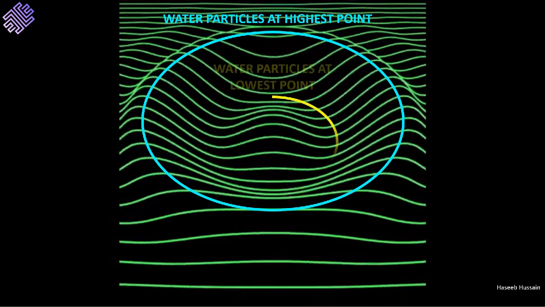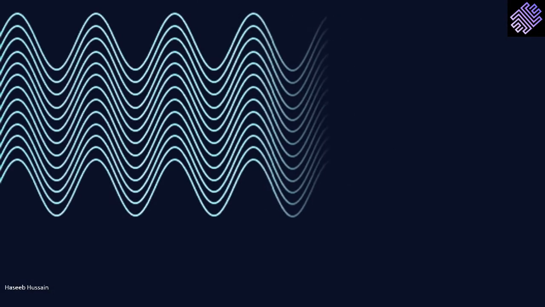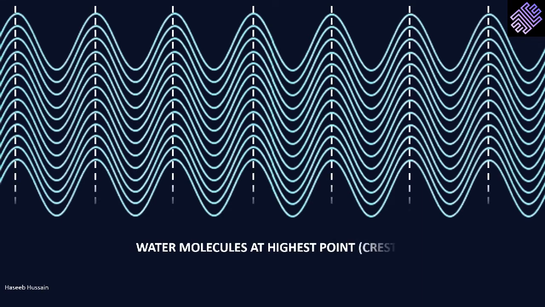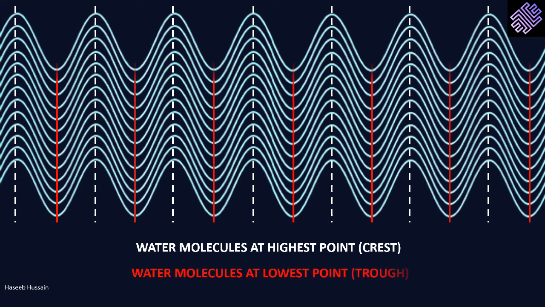On the other hand, the yellow circle marks a line where the water particles are at their lowest point and appear like a valley surrounded by tall mountains. As water molecules move up and down, we can say that this is a transverse wave. The point at which water molecules are at their highest level is called the crest, marked by white lines, while the point where water molecules are at their lowest point is called the trough, marked by the blue lines.